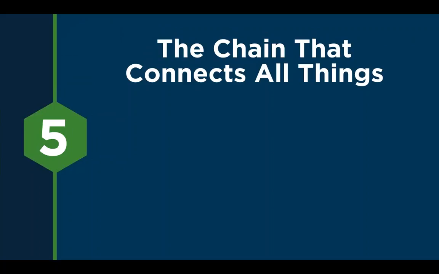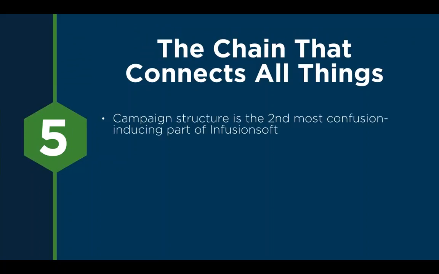Okay, so step number 5, and perhaps one of the most important things, is the chain that connects all things. And this is campaign structure. This is the second most confusing part of Infusionsoft. First thing is the tags. And again, you don't realize it, but you spend a lot of time searching for tags, being confused by tags, not understanding your campaigns because tags are triggering from one campaign to another, and you haven't used a very clear naming convention. And so it just wastes a lot of time and effort.